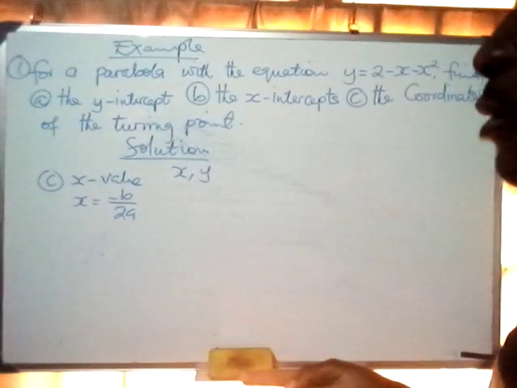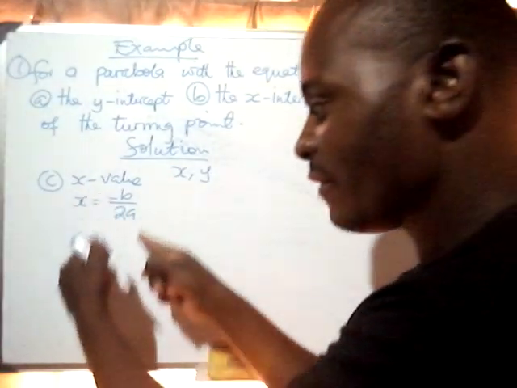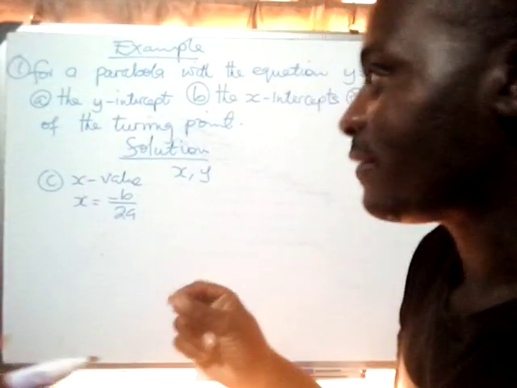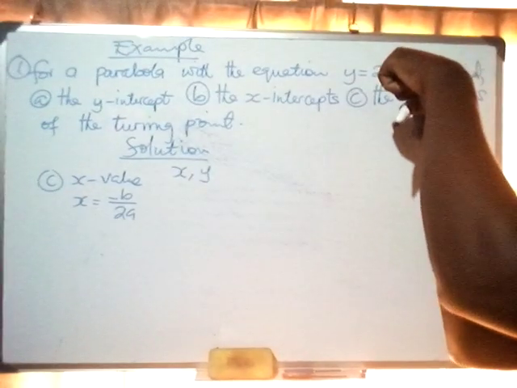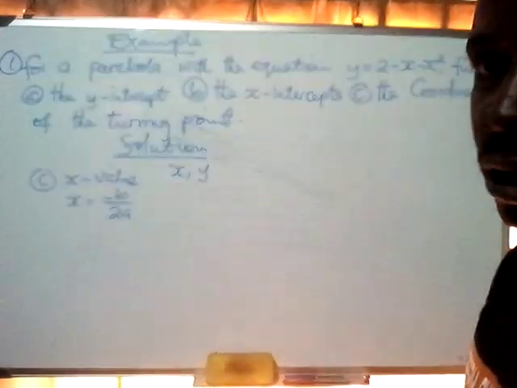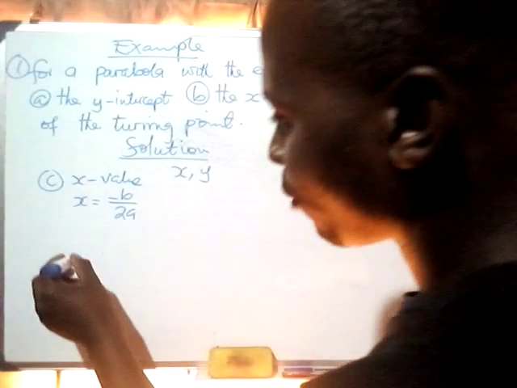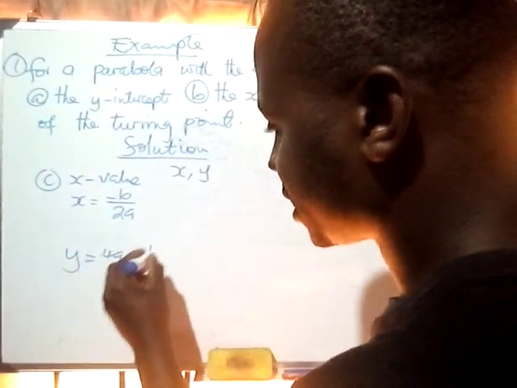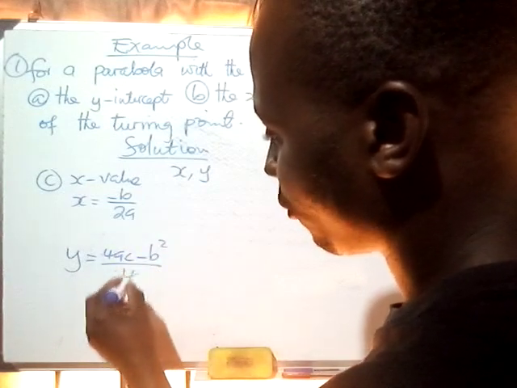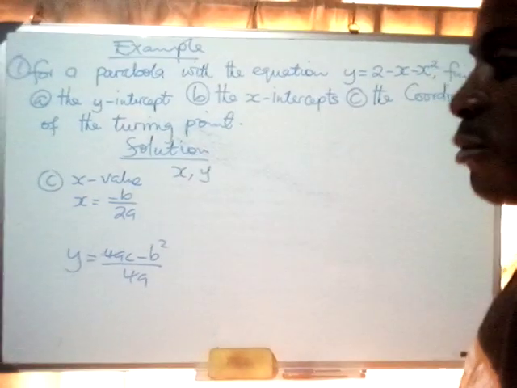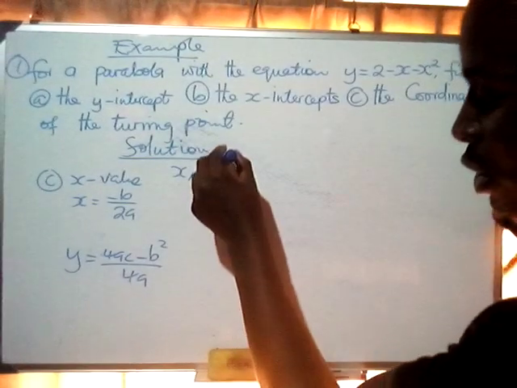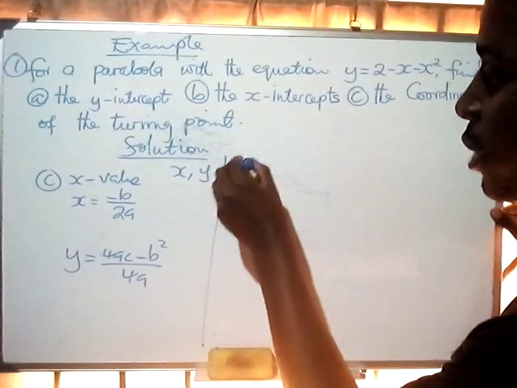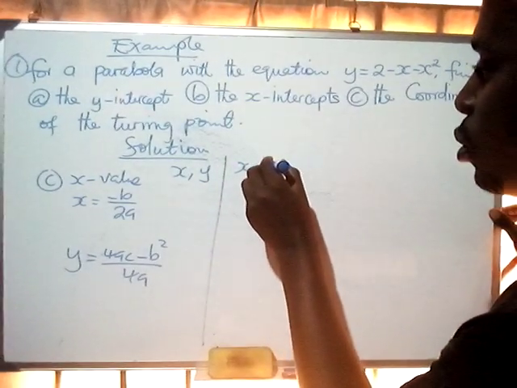Then to find the value of y, after we find the value of x, we substitute it into the original equation. Or we use that formula where we say the 4ac minus b squared over 4a. It's up to you to choose which formula you are comfortable with. So let us start first by finding the value of x. So x is equal to negative.